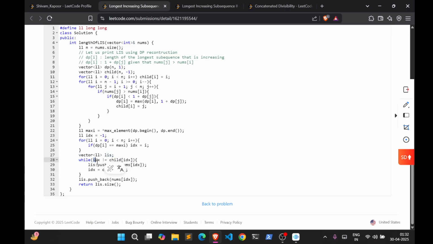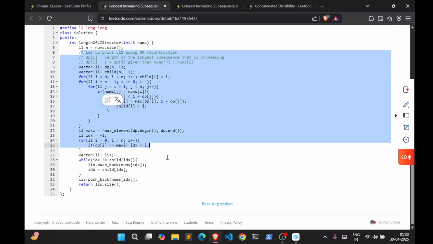And till my index is not equal to the child of index, basically till the last of my increasing subsequence, I just kept on pushing nums of idx into my list, updating my idx to the child of idx, and finally put the last element. The list, the LIS that I obtained, is basically the longest increasing subsequence. I now not only got the length, but I also got that particular subsequence. So this is an n-square solution.